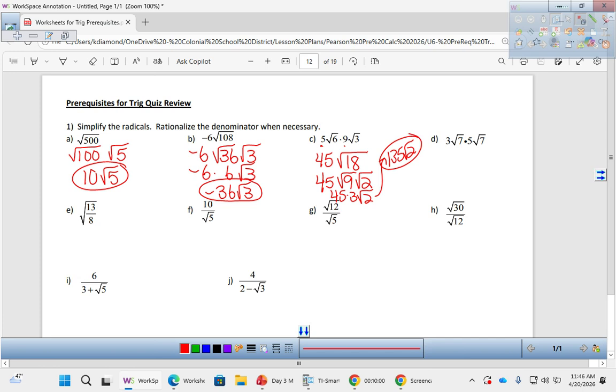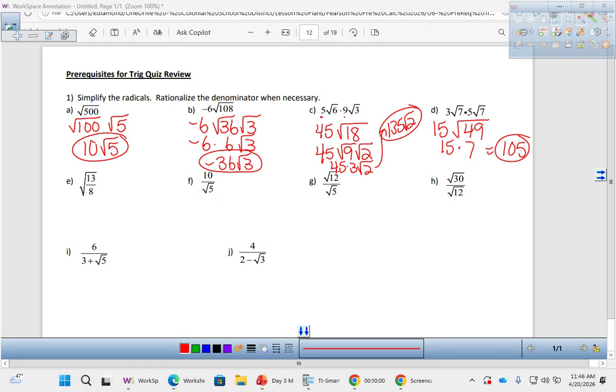Multiply the numbers in front. 3 times 5 is 15. Multiply the numbers underneath. 7 times 7 is 49. Well, the square root of 49 is just 7. So this problem ultimately becomes 15 times 7, or 105.